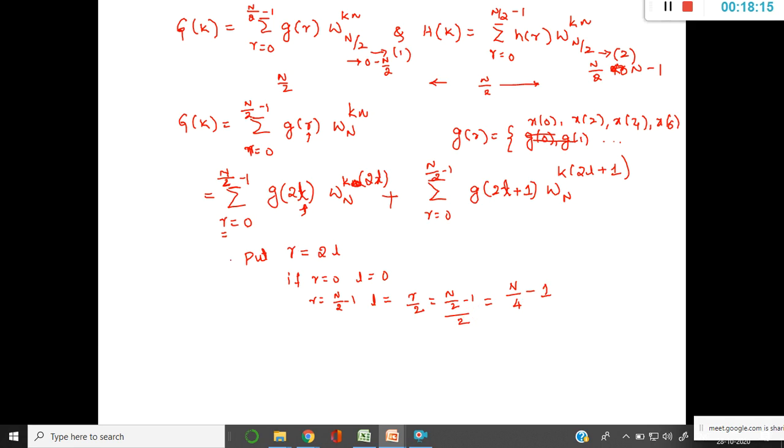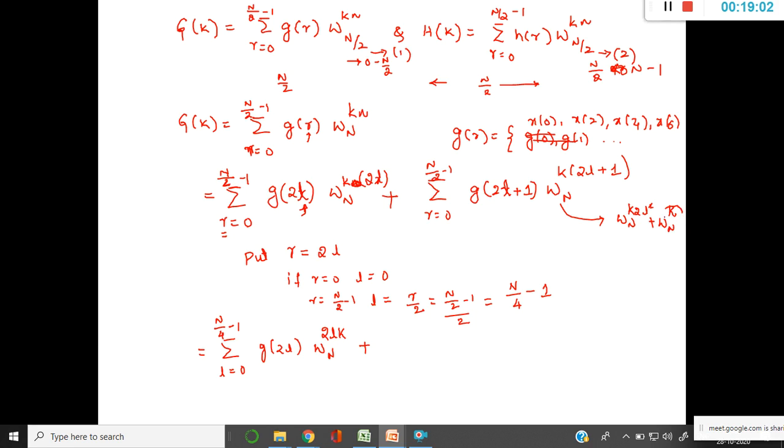So this is what we're going to get. And now I replace the first summation with a summation where, instead of r, I put l running from 0, and the last value is N/4 minus 1, of g of 2l into W_N^{2lk}, plus I take out W_N to the power of k outside, because here I'll multiply in such a way that W_N to the power of k into 2l plus W_N to the power of k. Fine. So this depends upon l and it depends upon my summation.